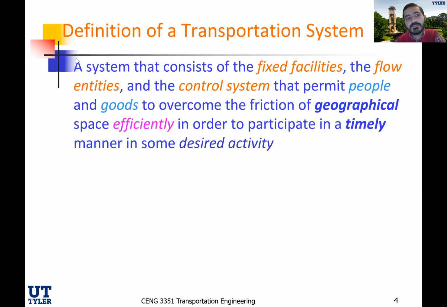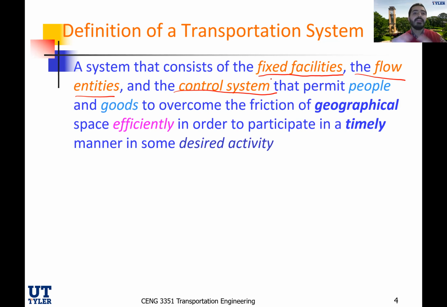And so let's start with the simple definition of the transportation system. Any transportation system is basically a system that consists of fixed facilities. I'm going to start to use my pen here. So we have to have some fixed facilities, and I'm going to explain what that means. The flow entities as well as the control system will permit us, people as well as goods, to overcome the friction of geographical space efficiently in order to participate in a timely manner in some desired activity.